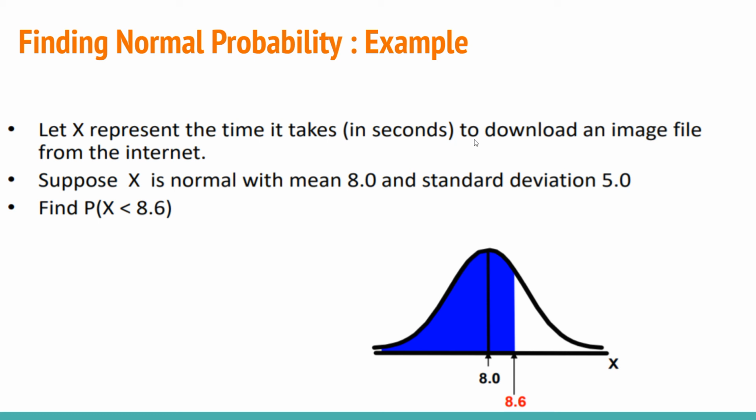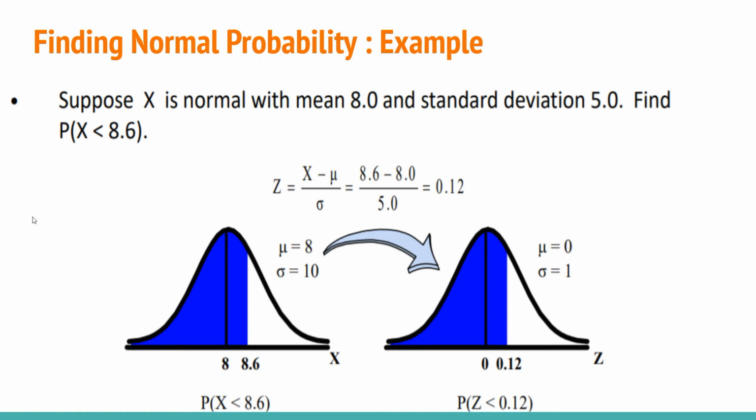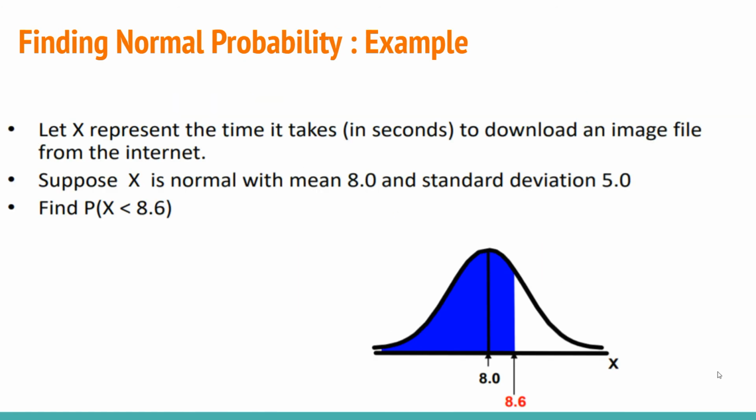Let x represent the time taken in seconds to download an image file. Suppose x is a random variable, the time taken to download a particular image in seconds. X is normally distributed with mean 8.0 and standard deviation 5.0. What is the probability of x less than 8.6? Now look at this 8.6. This is the point to be noted.